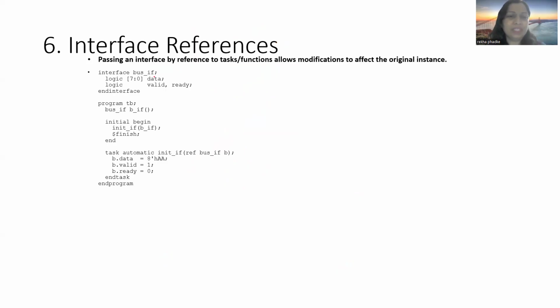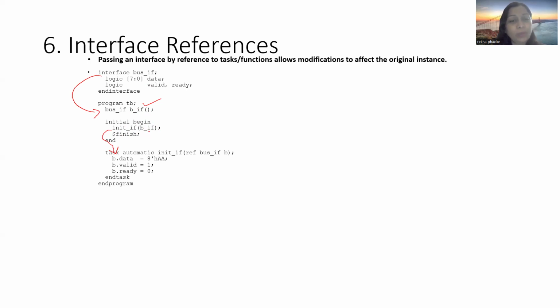Next topic is interface references. You can also pass an interface by reference to a task or function, and allow modification to affect the original instance. For example, I have my top module here, or you could call this a test bench, wherein I've instantiated my interface with the instance b underscore if. Then inside the initial block, I have called a task, init underscore if, and I'm passing my interface as the parameter of the task.